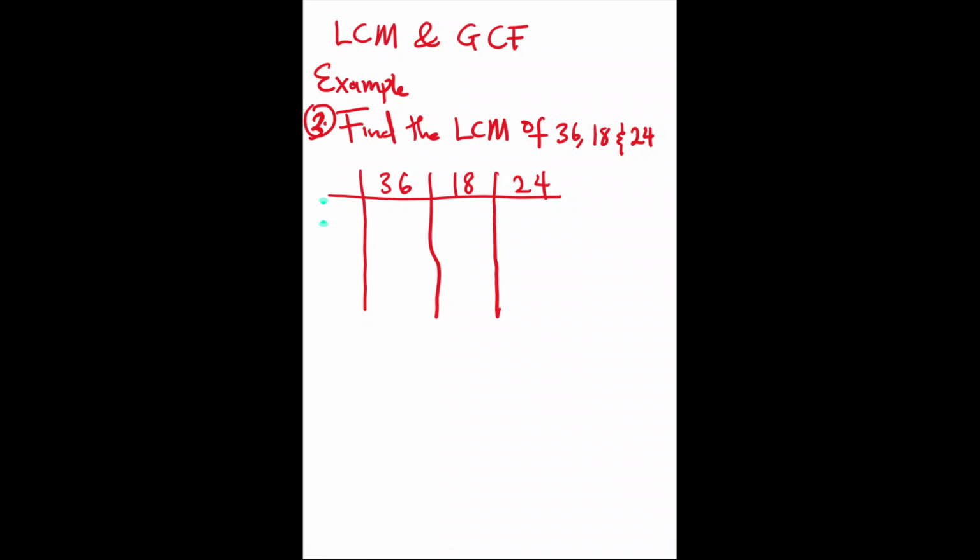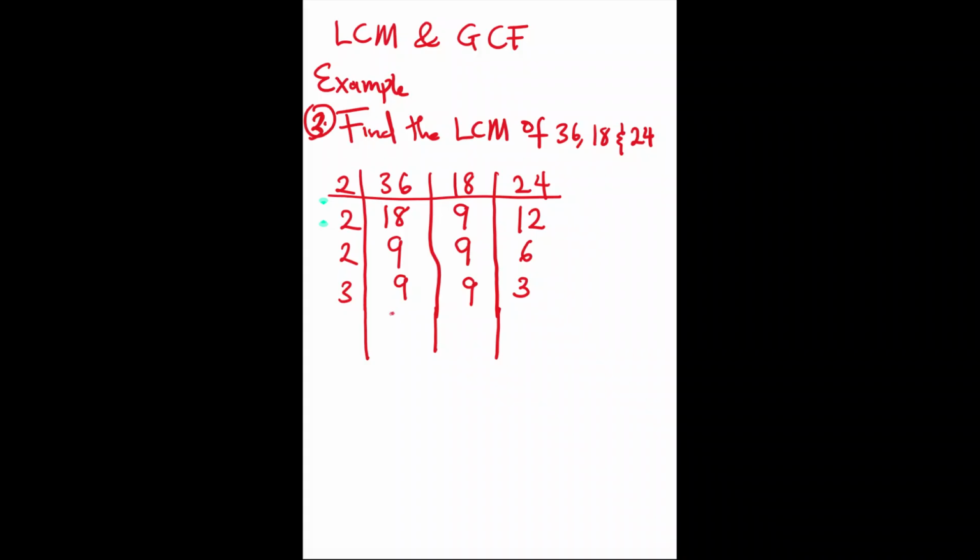Number 3: find the LCM of 36, 18, and 24. We can start with 2 for this one. 36 divided by 2 is 18. 18 divided by 2 is 9. 24 divided by 2 is 12. Okay, we'll use 2. We can use 2 again. 18 divided by 2 is 9. This one wouldn't go evenly, so we still keep the 9. 12 divided by 2 will give us 6. We can take 2 again. We still have 9, which is not going to divide evenly. 6 divided by 2 will give us 3.